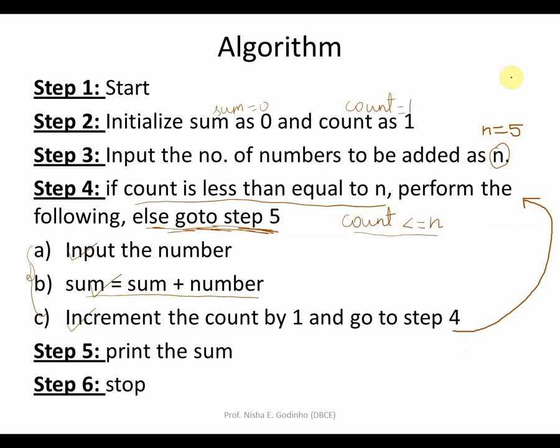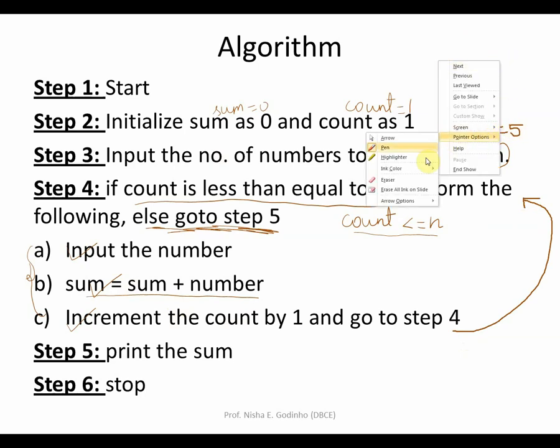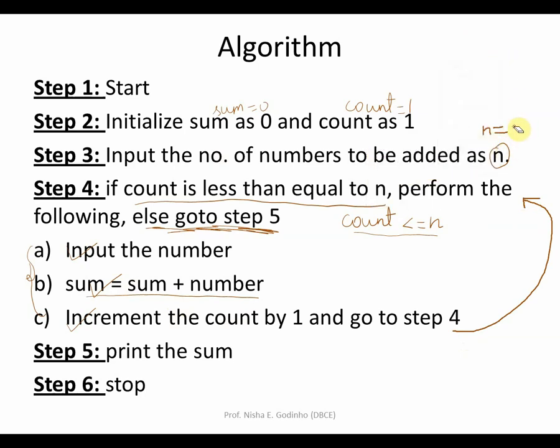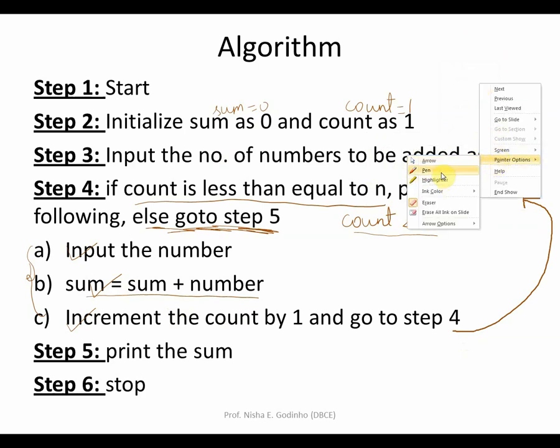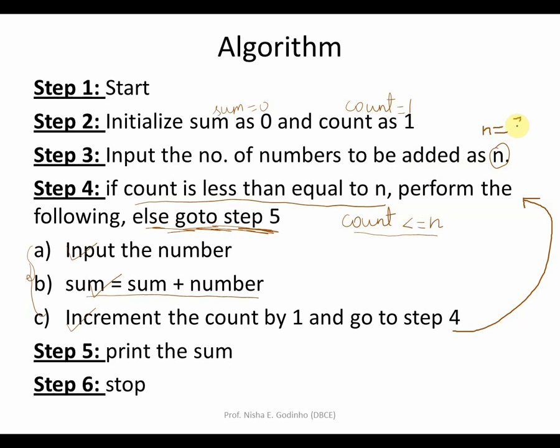Say the value of n is, let's take a small value so that it is easier. So say n is 3. If n is 3, so the 3 numbers to be added are 10, first number. Second number, suppose say is 30, which you want to add. And say the third number you want to add is say 33. Okay, so let's do the tracing of the algorithm now.